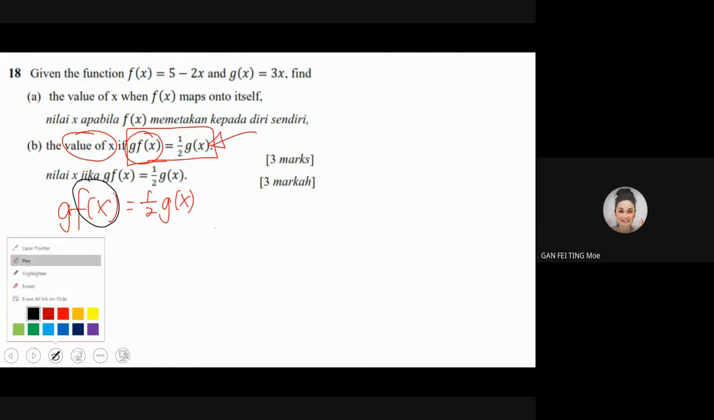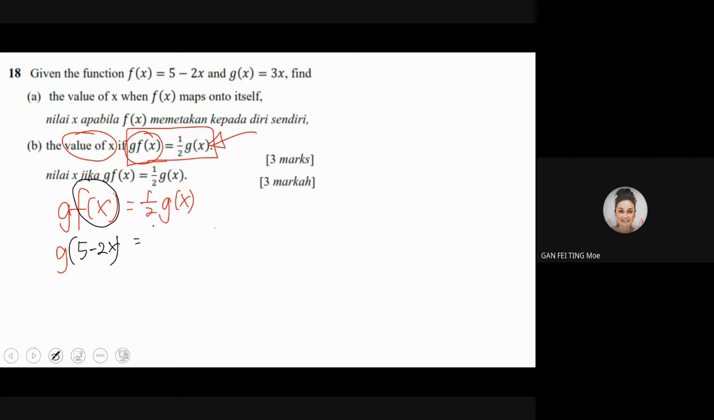Then you say yes. If it is given to you, then what do you do? You substitute the function with the one given. So it will be 5 minus 2x, okay, equals half. Then you ask yourself again, is g(x) given to you? Refer to the information. Yes, g(x) is given. So 3x, you substitute. Okay, I use color to represent so they can see very clearly. This is very simple. Right, very simple question.